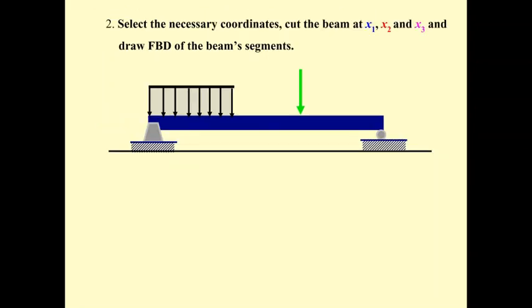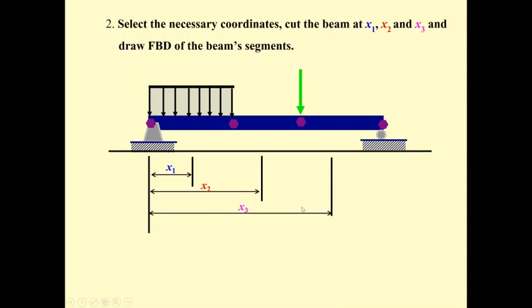Okay, now we have 3 portions, 3 intervals. So we need to set 3 coordinates. Let me separate. This is going to be x1. And then from here to here is going to be x2. And from here to here is going to be x3. And x1 is going to be from 0 to 5. And x2 starts from 5 to 10. And x3 from 10 to 15.